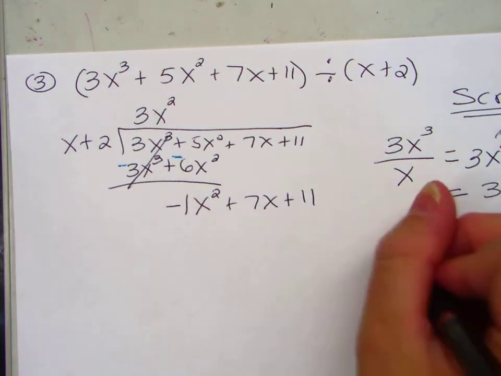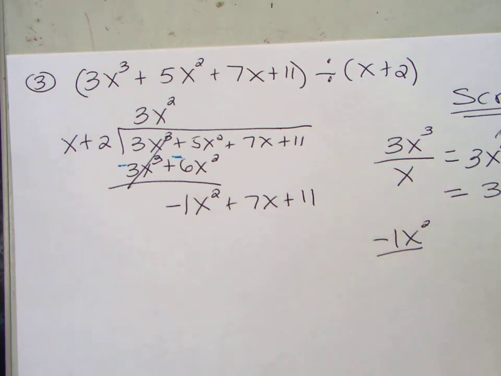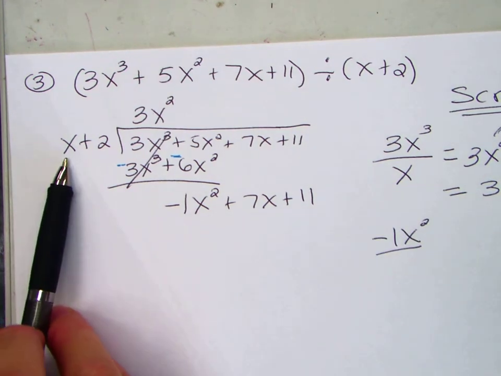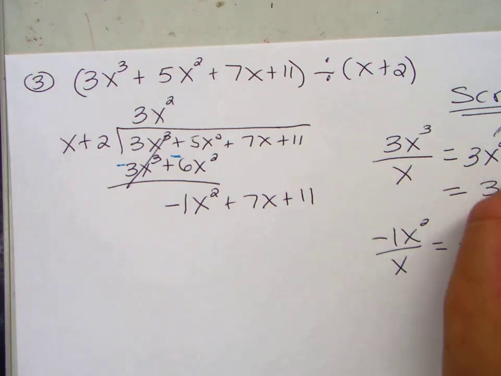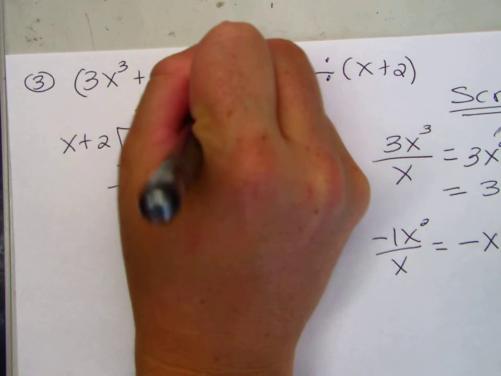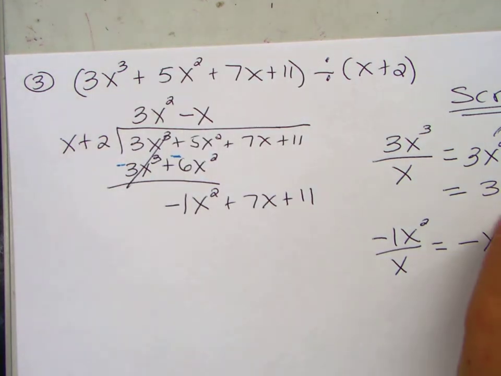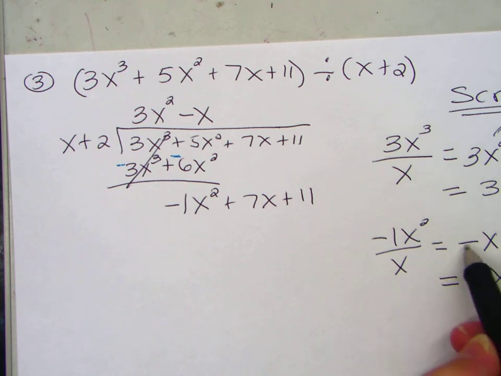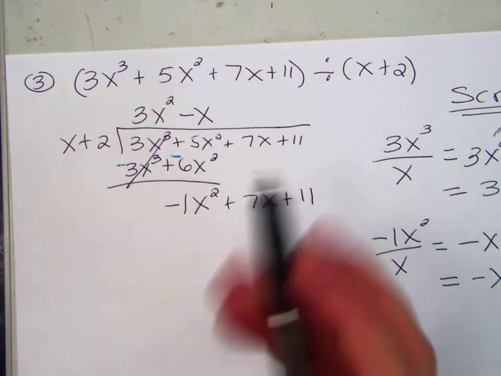Take your next highest term, negative 1x squared. You could put negative x squared, doesn't matter. Divide by the highest term on the outside, x. Negative 1x or negative x. That goes up top. Now we multiply, so we have to distribute x plus 2. You get negative x squared minus 2x. Negative x times 2 is negative 2x. This is what we get when we multiply, so it goes underneath.